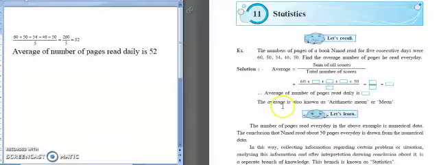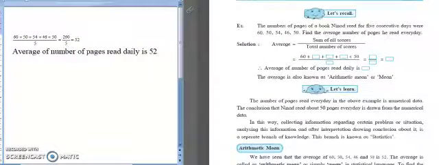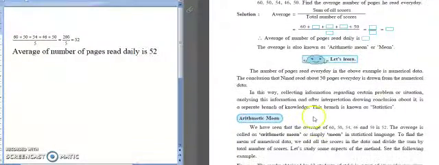Okay, the average is also known as arithmetic mean, or simply it is known as the mean. Now we will learn that the number of pages he read every day is known as numerical data. What we have collected is numerical data: he read 60 pages the first day, 50 pages the second day. All this is known as numerical data. The conclusion that Ninad read about 50 pages every day is drawn from the numerical data. By observing this numerical data, you can conclude that about 50 pages are read by Ninad every day.